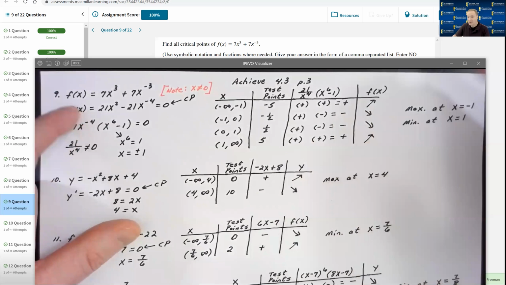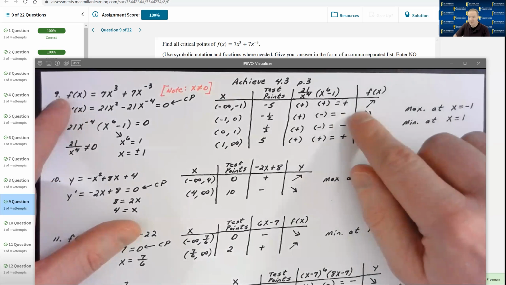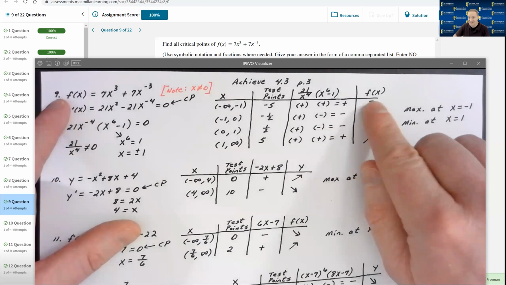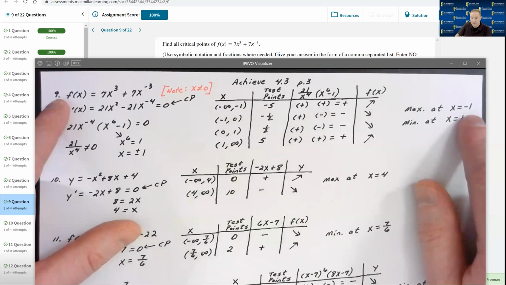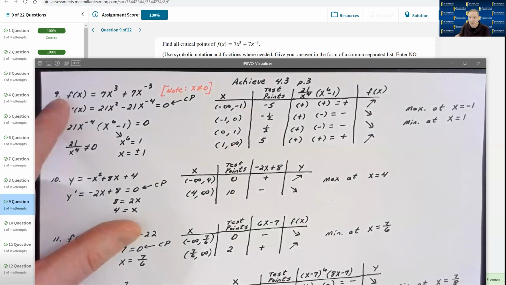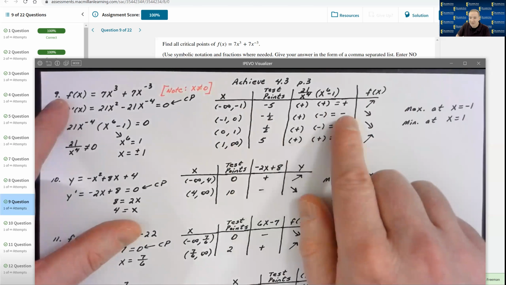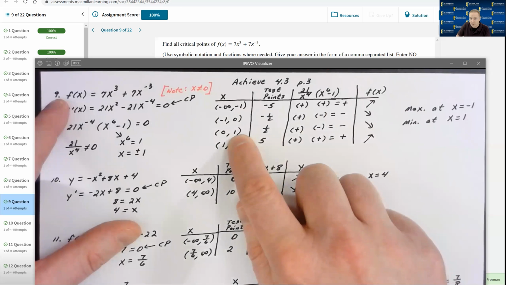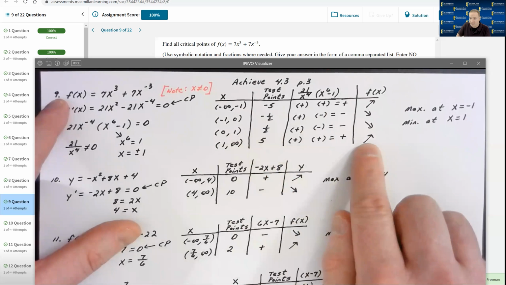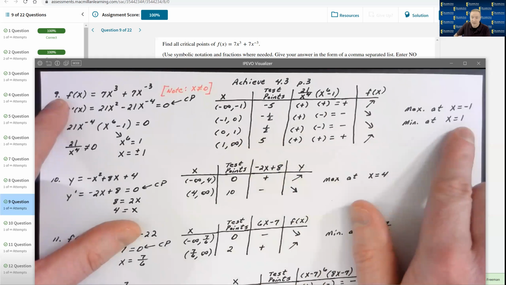So now when I try to determine any maximum or minimum values, I know that my function is increasing all the way until I get to -1, and then it decreases. So I know x equals -1 is a maximum. The other thing I know here is that the function continually decreases until I get to the critical point at 1. After that, it increases, which means 1 is a minimum.